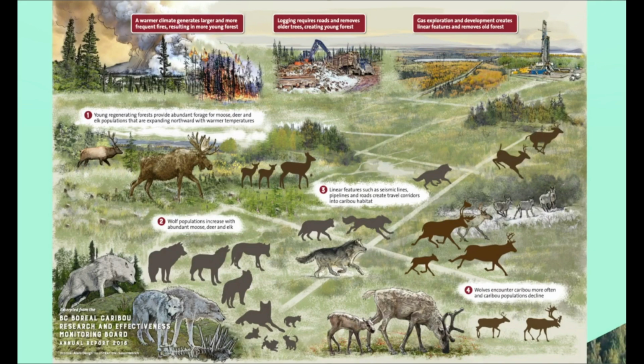There's one other mechanism that's going on here, and that is other kinds of changes where we're putting what we call linear features on the landscape. So this might be seismic lines that are associated with oil and gas exploration and development, could be roads, corridors, etc. And these linear features on the landscape basically serve as travel corridors for wolves. And they allow the wolves to travel farther and faster, and again, just increase pressure on the caribou.